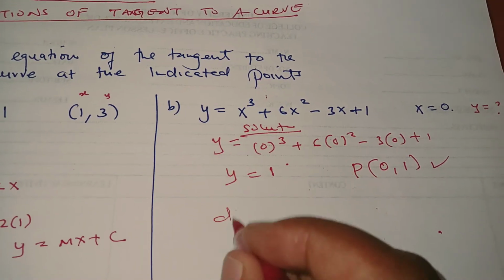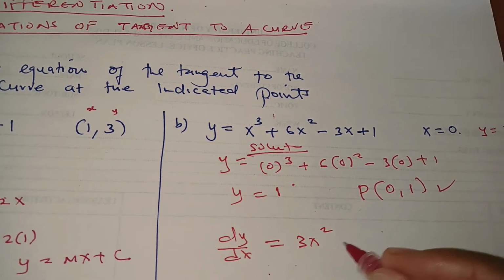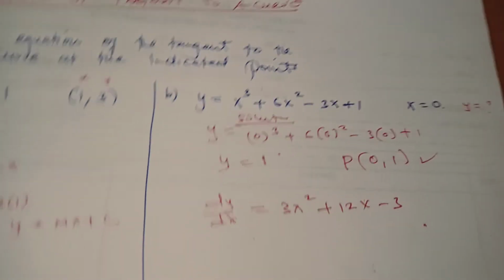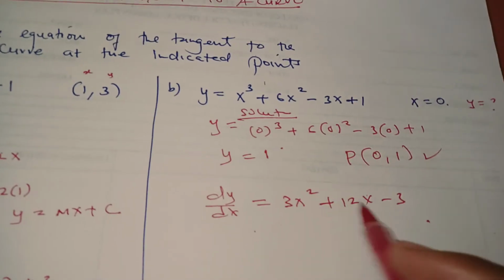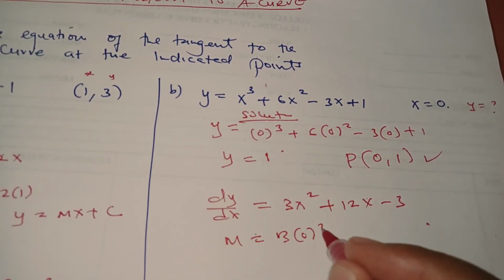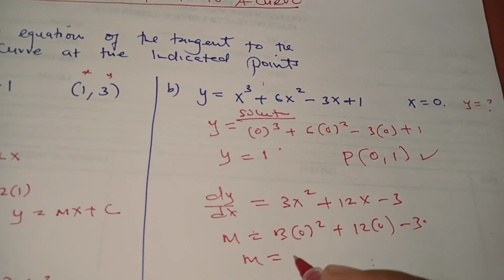So we have dy over dx of this one becomes 3x squared plus 12x minus 3. Again, derivative of a constant is 0. So we substitute 0 in here, and our m becomes 3 into 0 squared plus 12 into 0 minus 3. So m is nothing but negative 3.